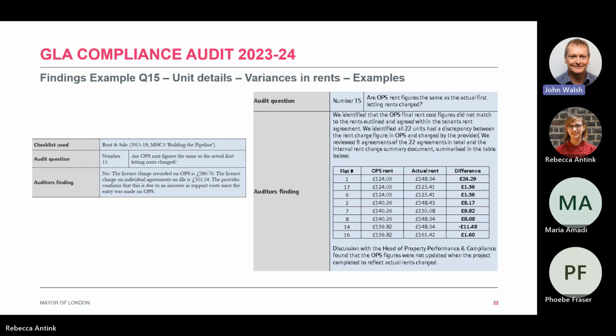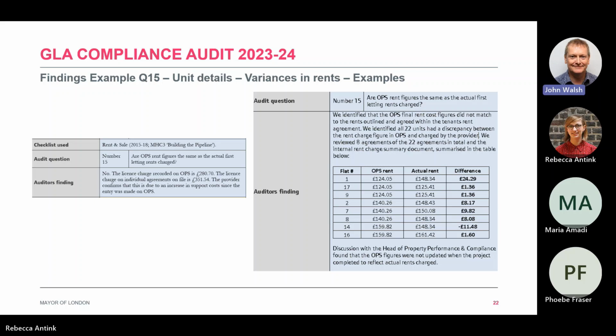Now, the example we're showing you here on the right is much better presented, and you can see that the auditor set it out very clearly, with a number of specific units that they checked. It's clearly showing the ops rent and the actual rents as per the tenancy agreement, and then we can clearly see on the right hand side the difference in those figures.